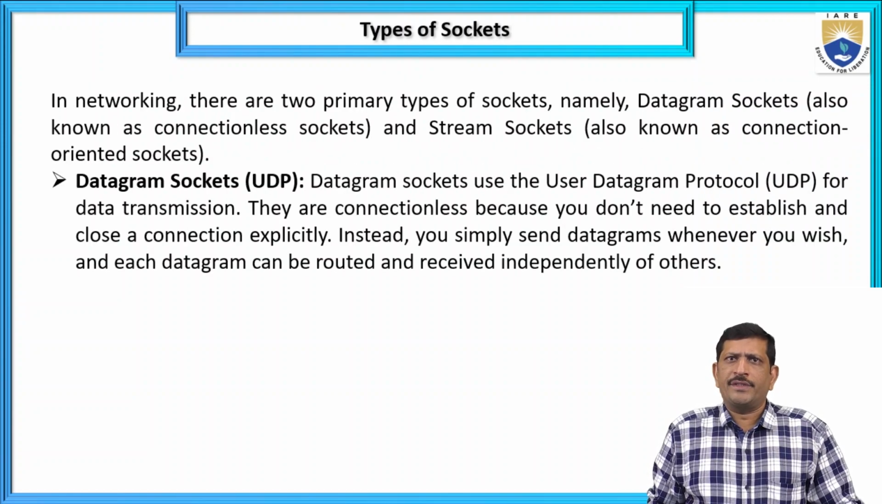Types of sockets. In a network, there are two primary types of sockets: datagram sockets, also known as connectionless sockets, and stream sockets, also known as connection-oriented sockets. Datagram sockets use the UDP protocol, the User Datagram Protocol, for data transmission.